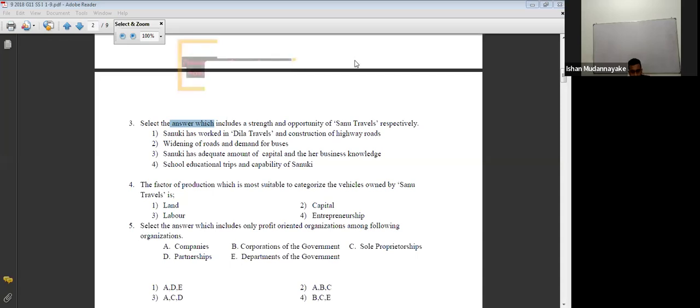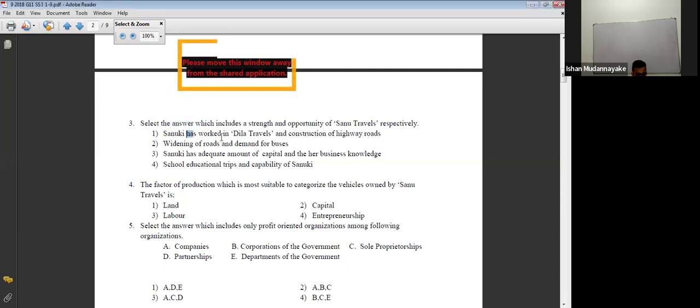Right, what's the answer for the third one? The first one is the answer. Sanuki has worked in Dila Travels is a strength, and construction of highways is an opportunity. Yes, correct. The first one is the answer.